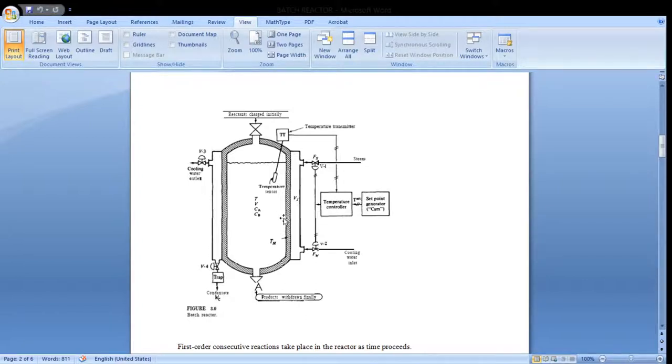And to get the desired product, the temperature has to be maintained at some particular value. So you have temperature controllers, and to control the temperature you control the cooling water flow rate, and you pass steam here. Then you have temperature indicators here. The steam is condensed and removed. So this jacket is just to maintain the temperature.